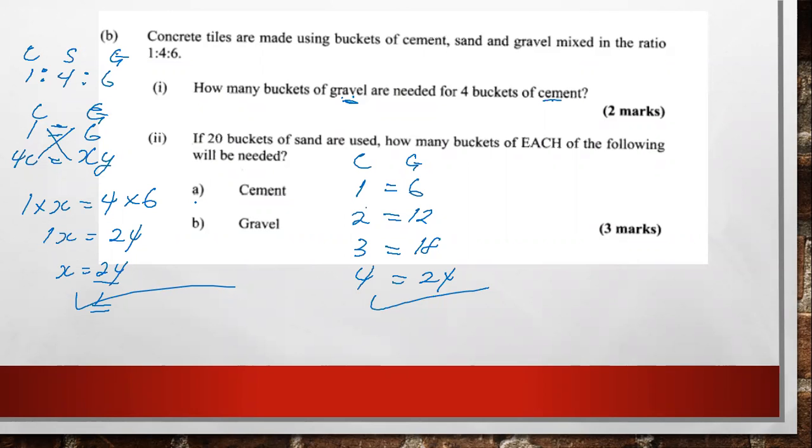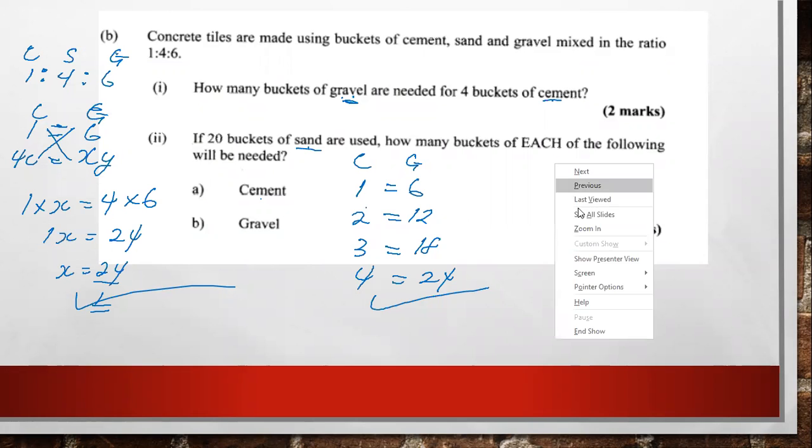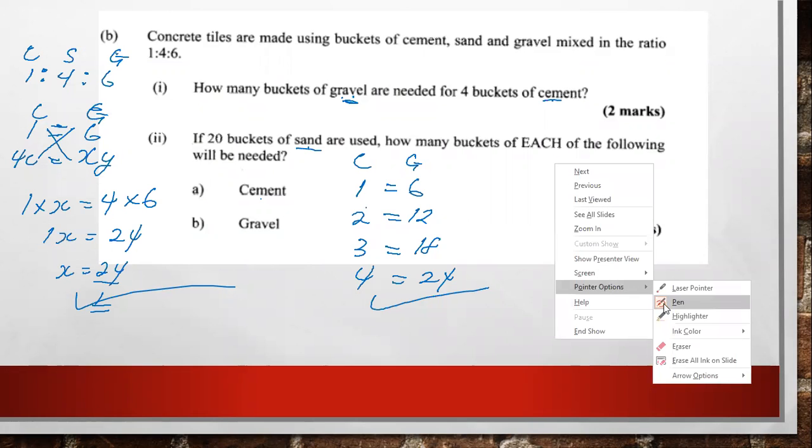Now, the second part is more interesting. Look at what they say. If 20 buckets of sand are used, how many buckets of each of the following will be needed? Now, when you read it, they are comparing two things. We are going to compare sand and cement, and later they compare sand and what? Gravel. Right. So let me change the color of my pen now. Let's use red now, just to differentiate what we are doing. Red. I need red color. Good.